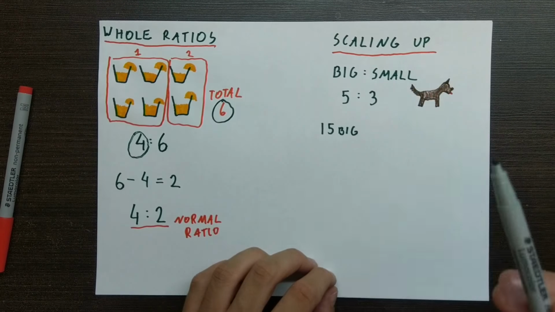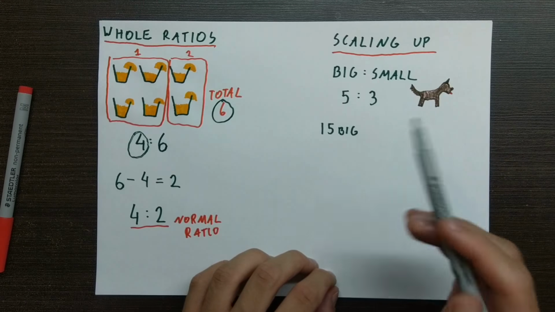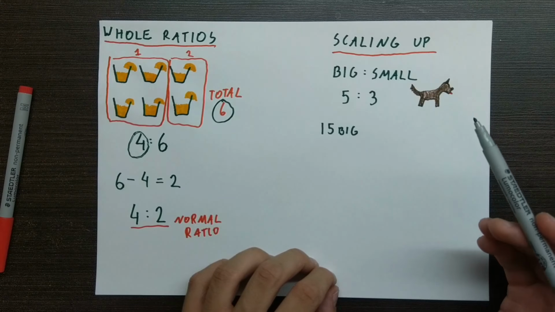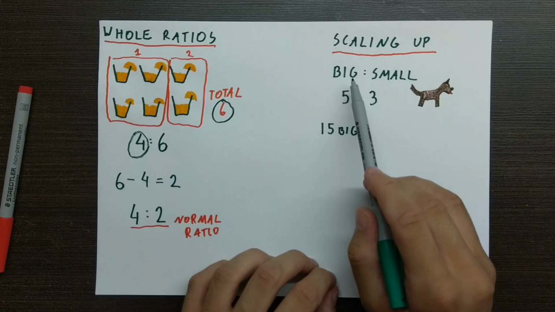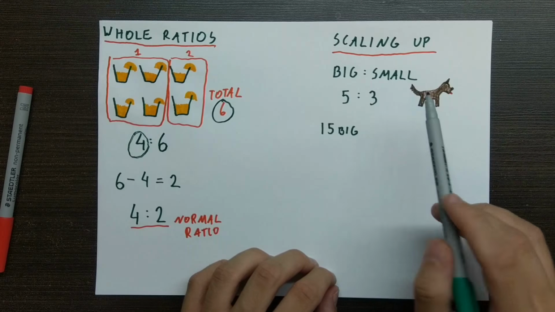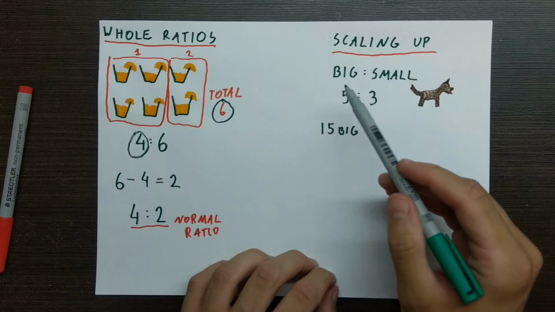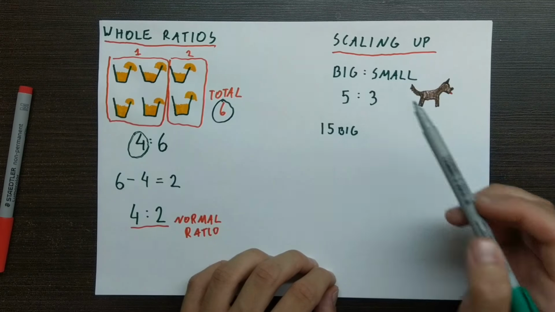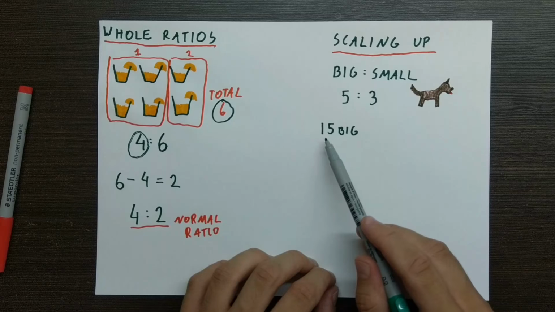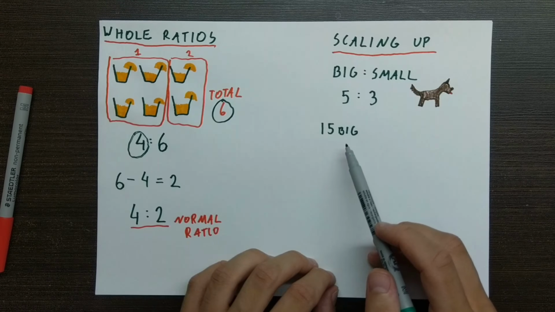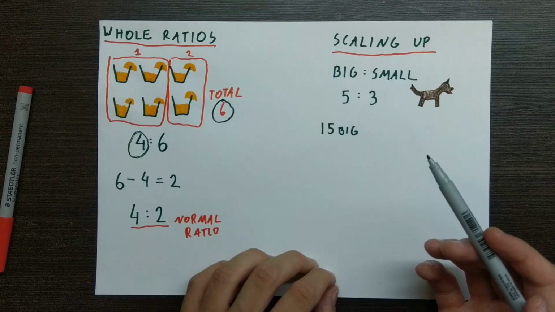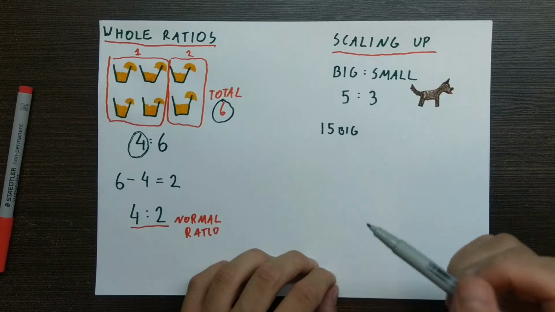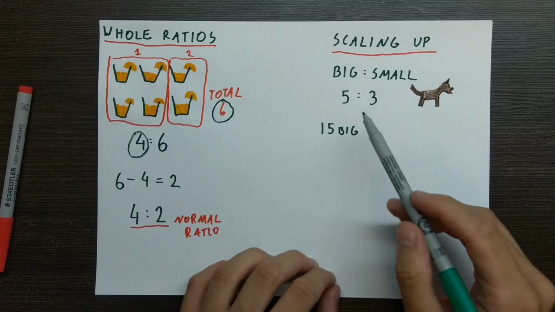So what do we mean here? Well, I'll show you in an example. That's the best way, I think. So let's think about this. We have a doggy daycare. And in doggy daycare, we have big dogs and we have small dogs. Now, we know that we have a ratio of 5 big dogs to 3 small dogs. And we know that we have 15 big dogs. The question is how many small dogs do we have? That's our question.